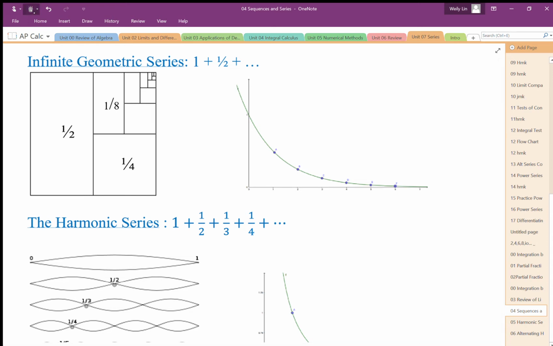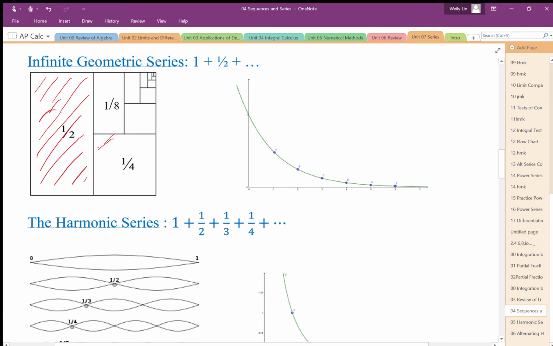We can show that in this example, because imagine us shading each term of this sequence. Our first term is 1/2, we shade that. The next term is 1/4, we shade that. The next term is 1/8, we shade that. 1/16, 1/32, 1/64, 1/128, etc.